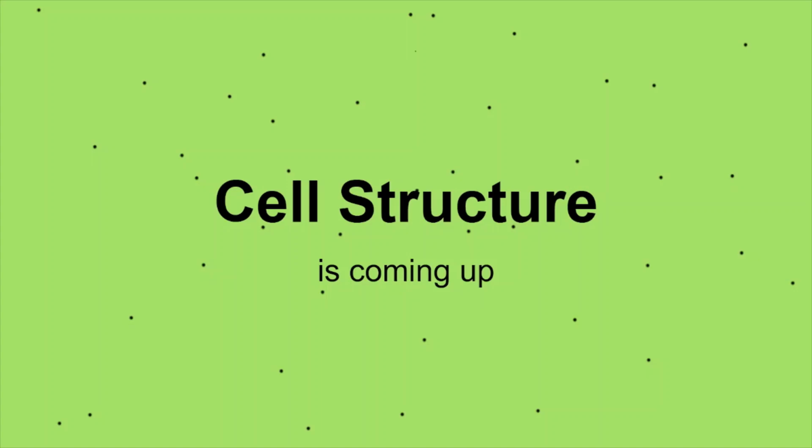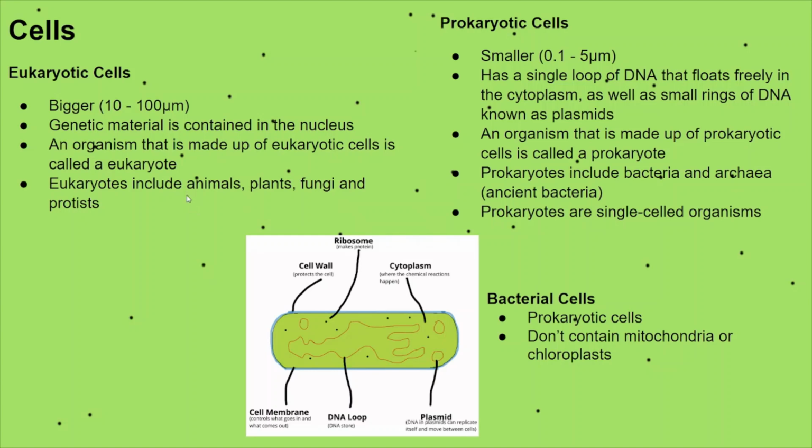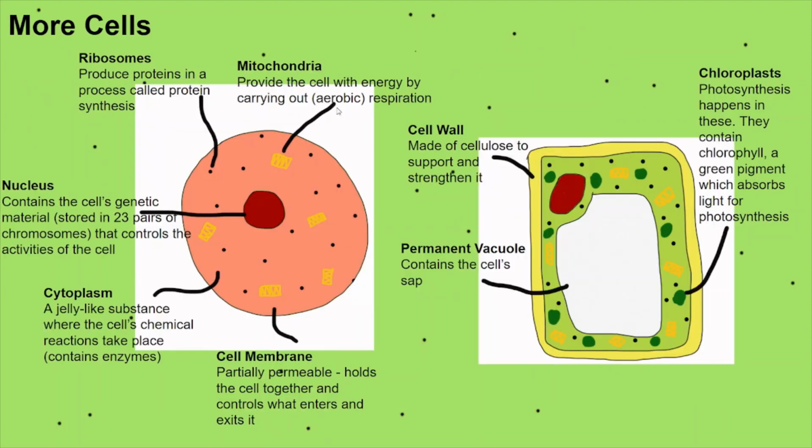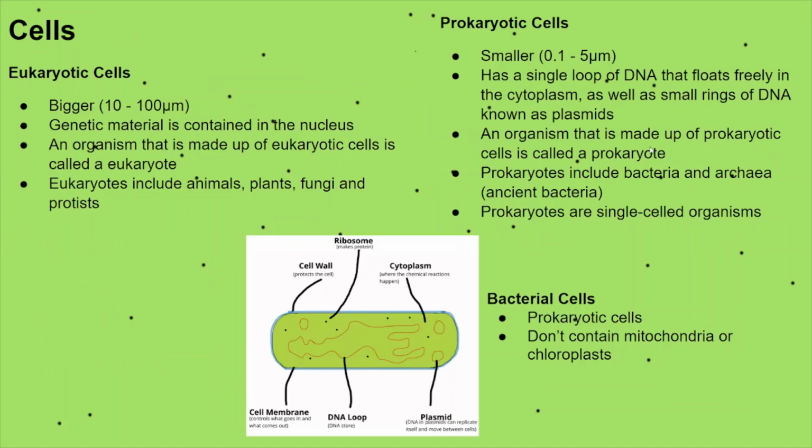Okay, we're going to start by looking at cell structure. The first thing to be aware of is the two types of cells: eukaryotic cells and prokaryotic cells. Eukaryotic cells are basically just cells where the DNA is contained in the nucleus. Here you can see animal and plant cells, and you've got the nucleus with the DNA inside it. They're both eukaryotic cells, whereas prokaryotic cells have a single loop of DNA that floats freely in the cytoplasm.